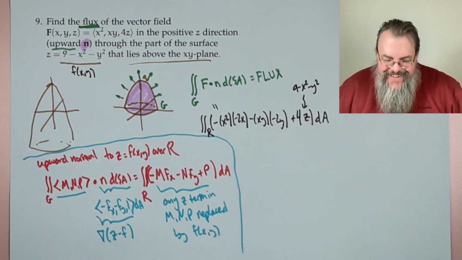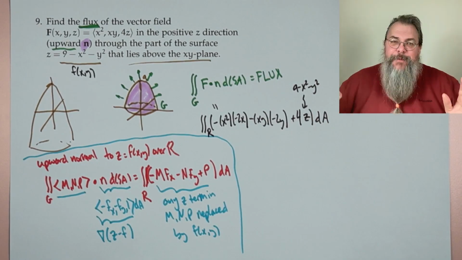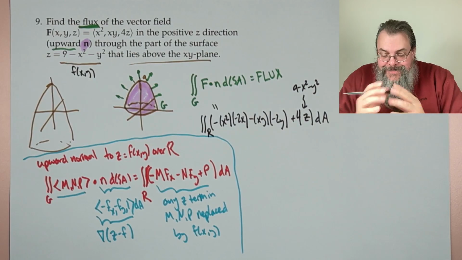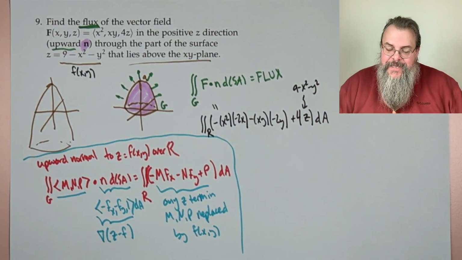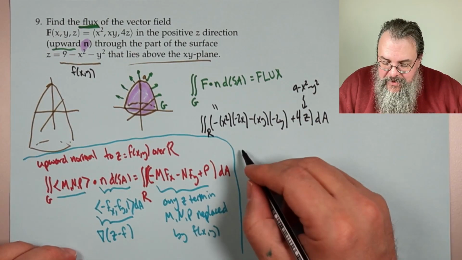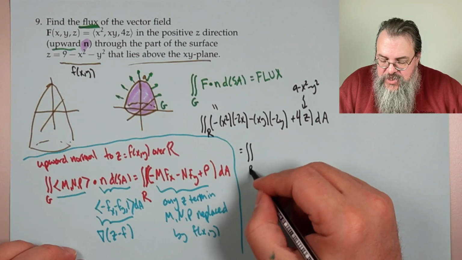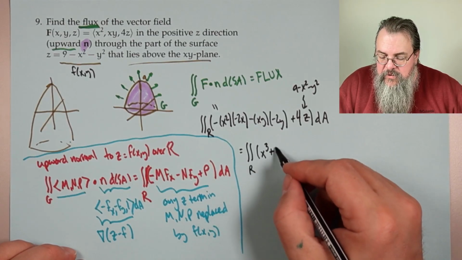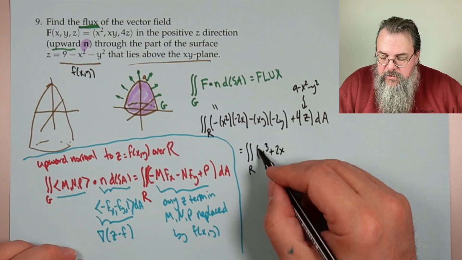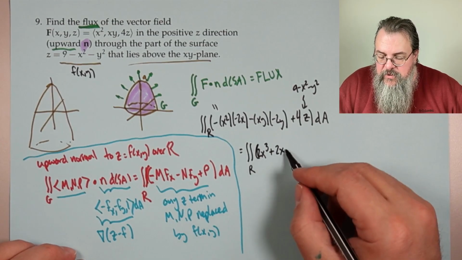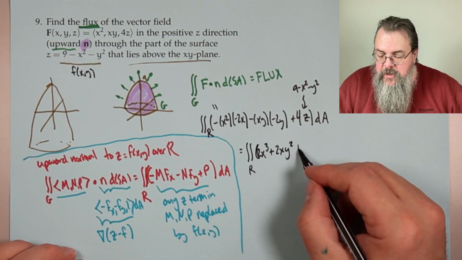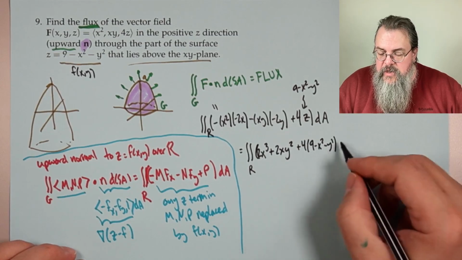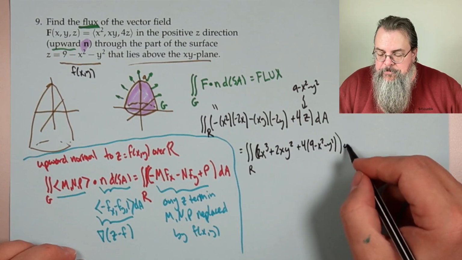All right, okay. I'm sorry. I feel like I'm being overly dramatic here. All right. Okay, so this becomes the integral over our region of x cubed plus 2x cubed plus 2xy squared plus 4 times 9 minus x squared minus y squared dA.